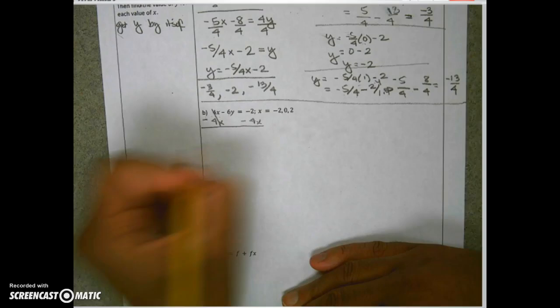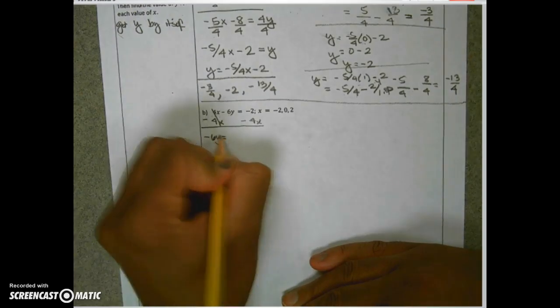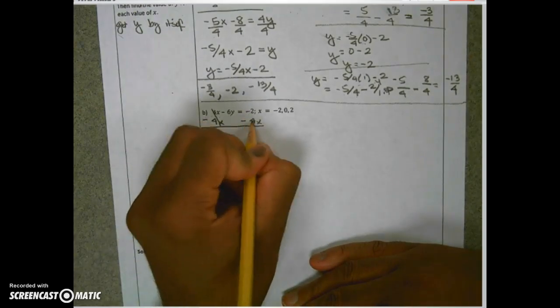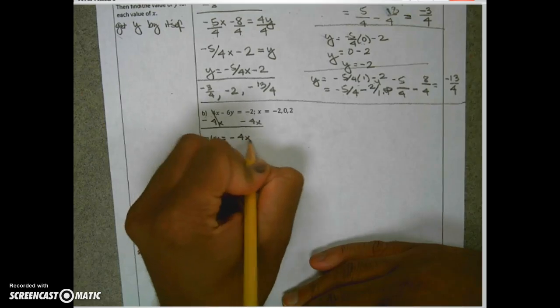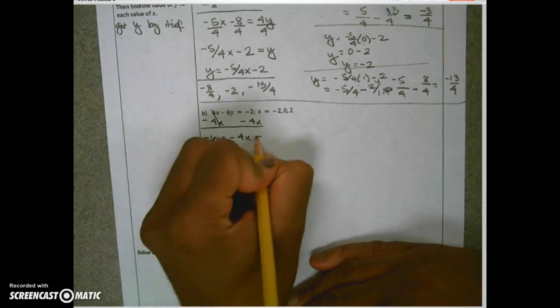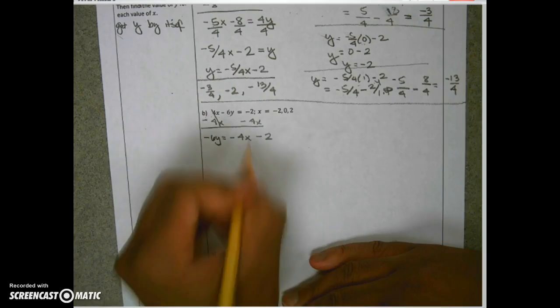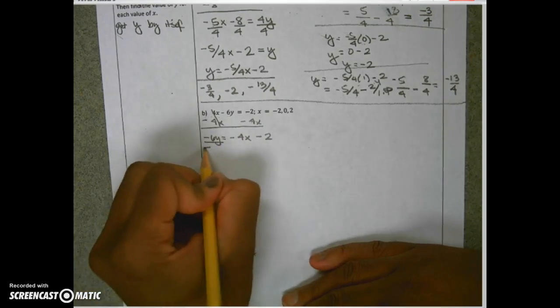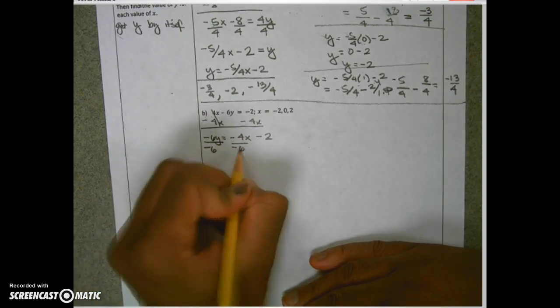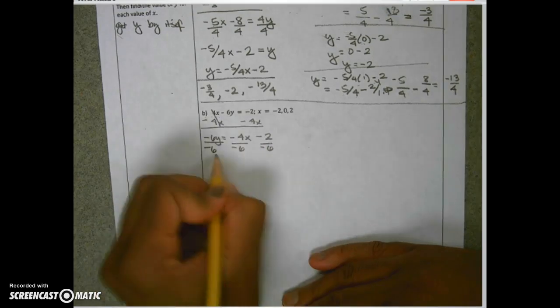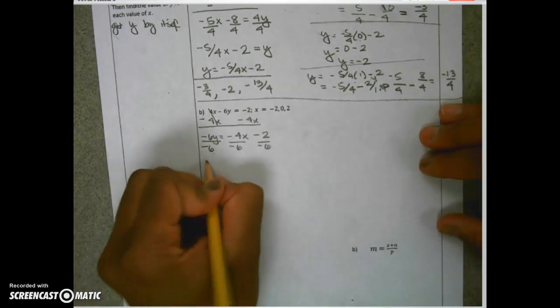These cancel out, and I have negative 6y is equal to, not like terms, so it's kind of easier. You just write them side by side. Negative 4x minus 2. Then, to get rid of that, I'm going to divide every single term by negative 6. This makes sure that I don't miss anything, basically. That's my whole reasoning for doing it.